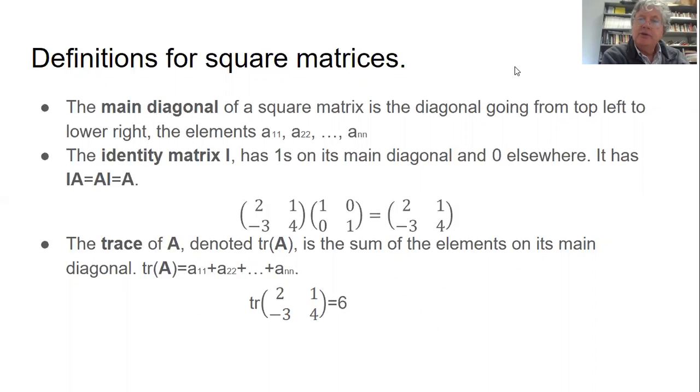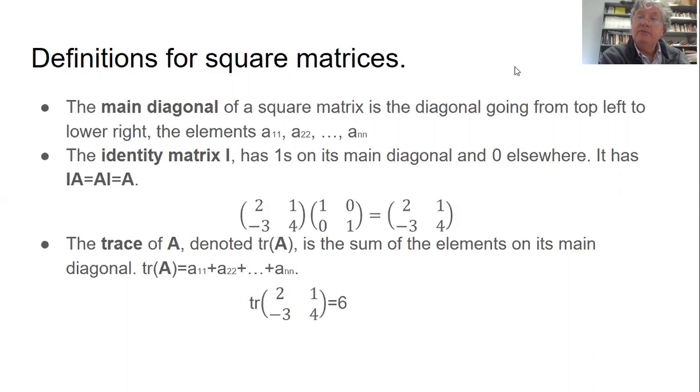The identity matrix I has ones all down its main diagonal and zero elsewhere. It's the multiplicative identity. For example, I've shown you a matrix times the two-dimensional identity matrix, and you see that AI actually equals A in that situation.